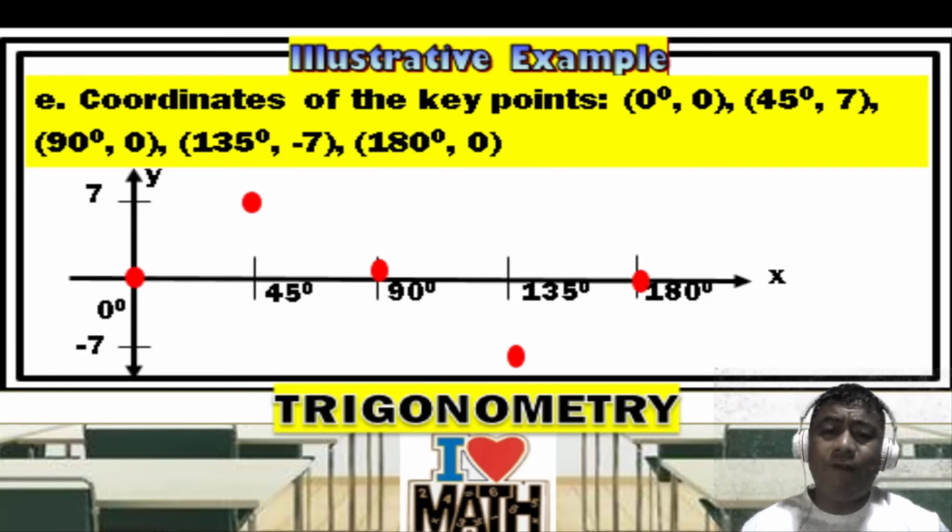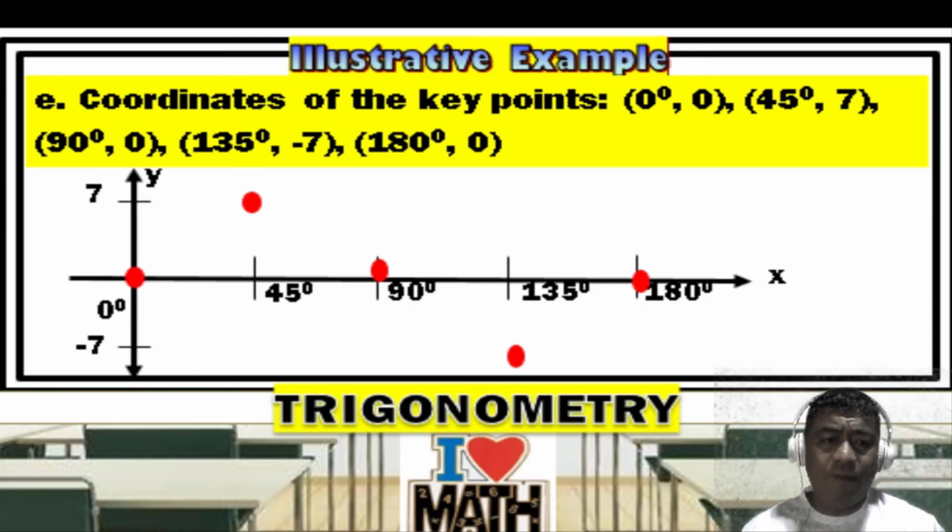For 135 degrees, times 2 is 270 degrees. And sine of 270 degrees is negative 1 times 7. So we have the minimum ordinate, which is negative 7. For 180 degrees, times 2 is 360 degrees. Sine of 360 degrees is 0, times 7 is simply 0. So we have the coordinates of 180 degrees and 0.